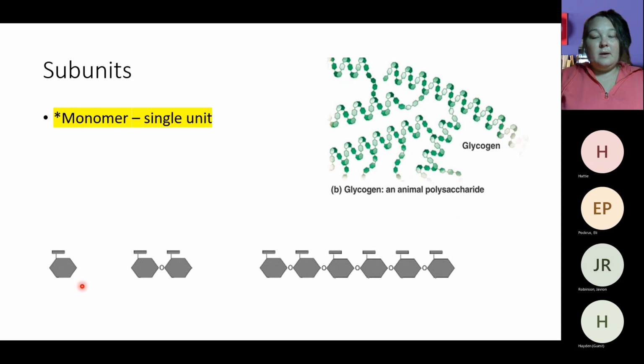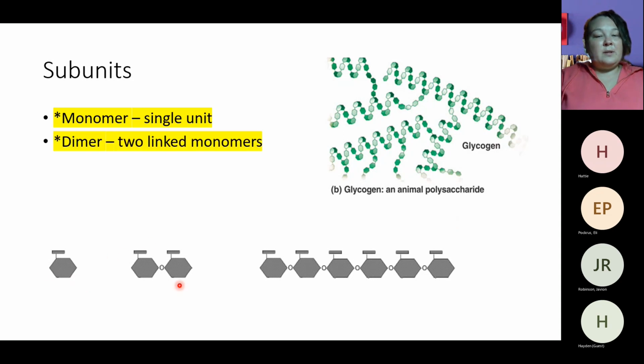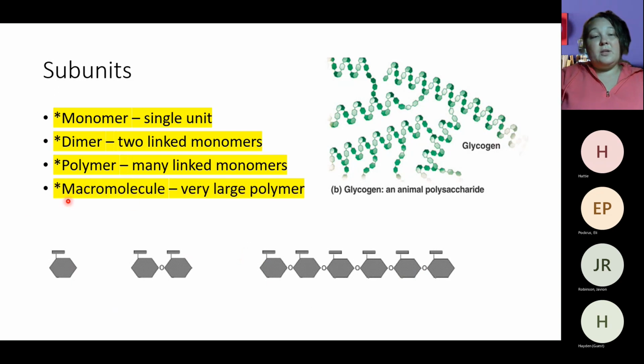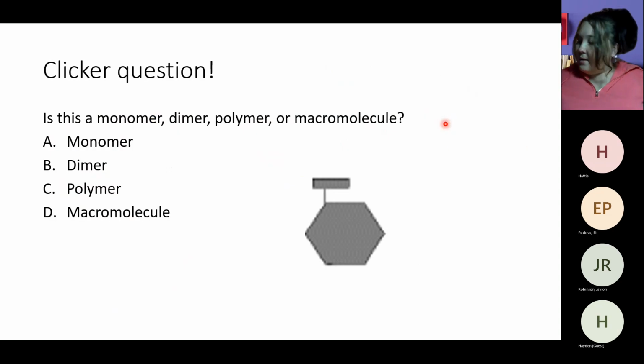This is a monomer. A dimer is formed of two linked monomers. That's a dimer. A polymer is formed of many linked monomers. And once you have the overall structure, we call that a macromolecule. The word macro means large. So it's a very large polymer. This is an example. Glycogen is a macromolecule. And each of these little hexagons represents one monomer. So you can see how many monomers it takes to make a macromolecule. And this is just a part of the glycogen molecule. It's not the whole thing. Here's our next clicker question.